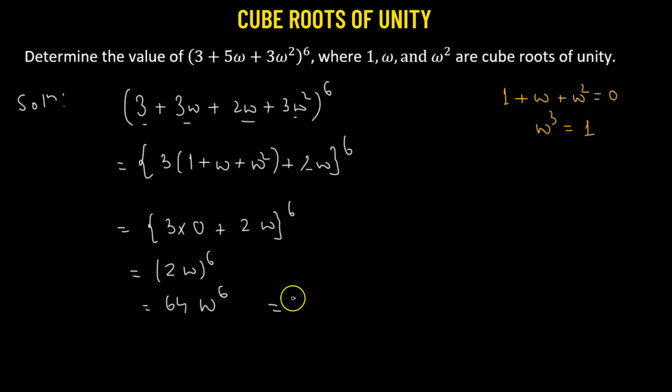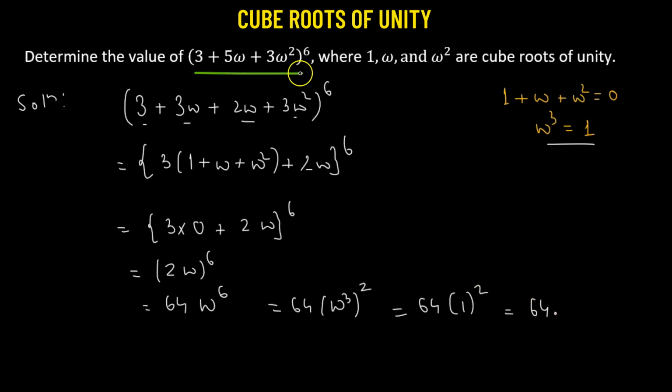Now ω raised to the power of 6, we can also express as (ω³) whole squared, and ω³ is equal to 1. So this will be equal to 64 multiplied by 1 squared, or simply 64. So this is the final answer. That means the value of our given expression is equal to 64.